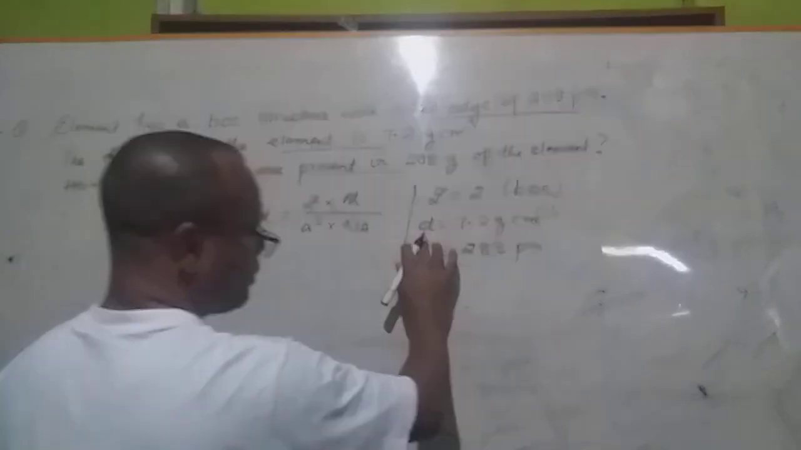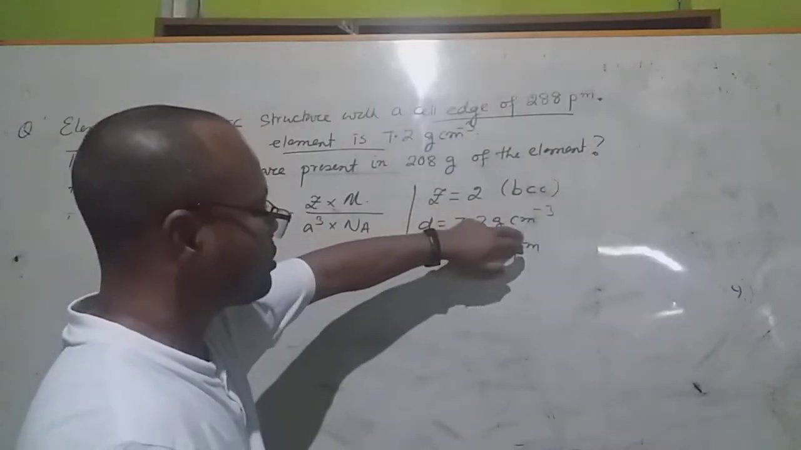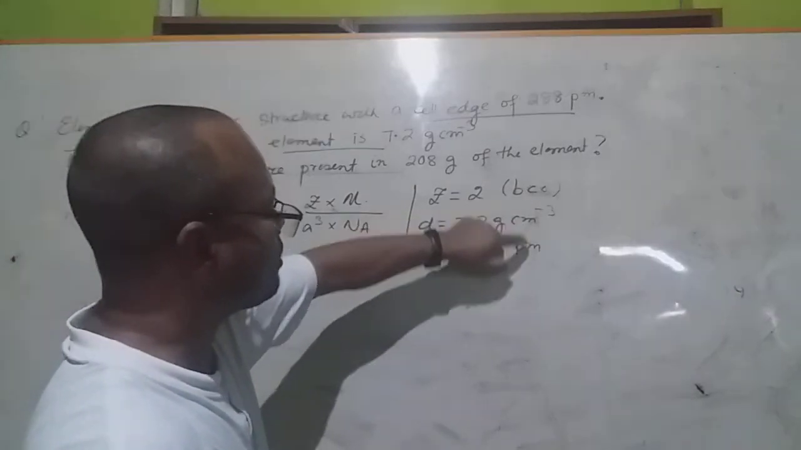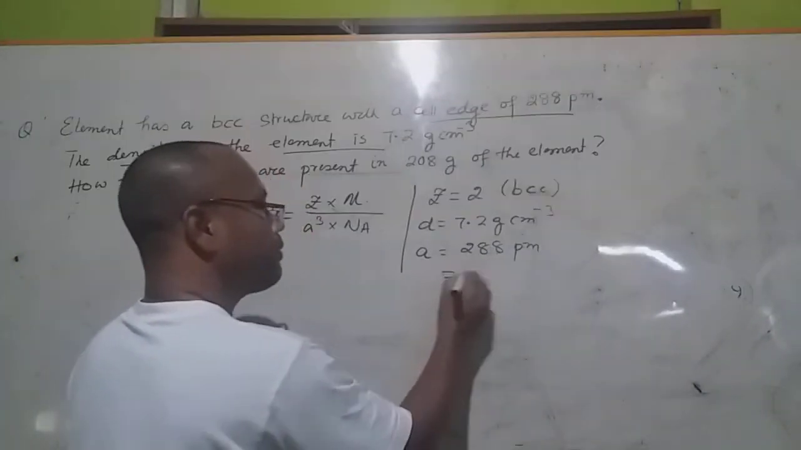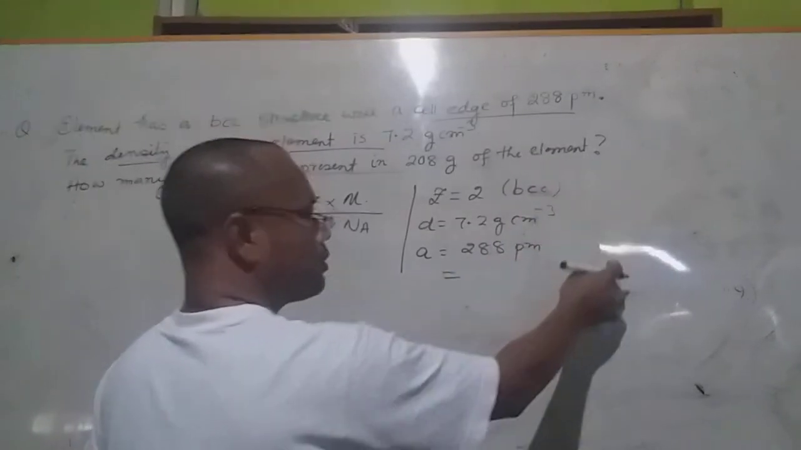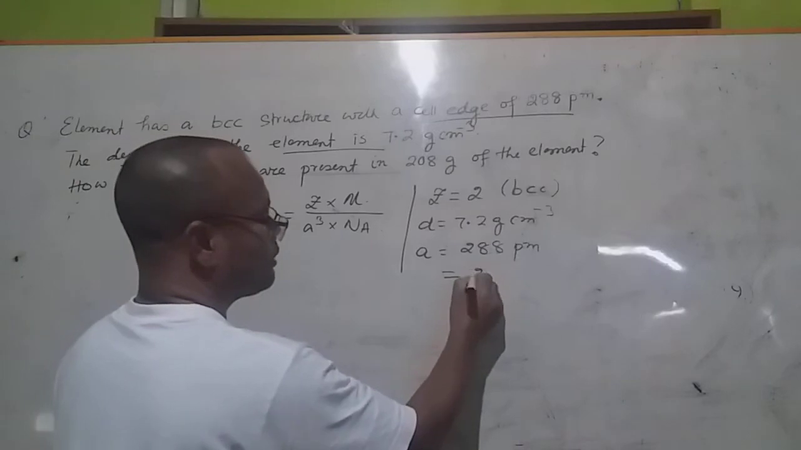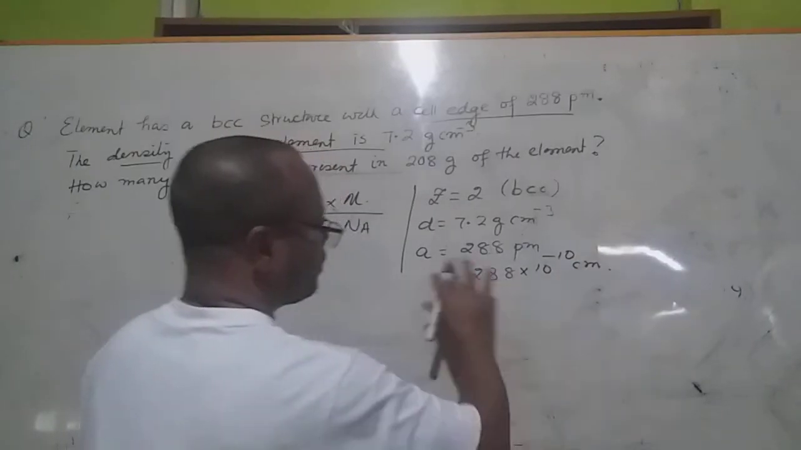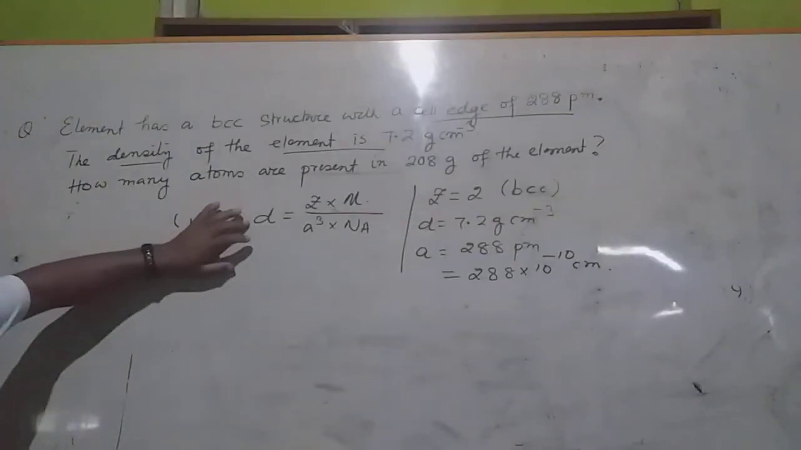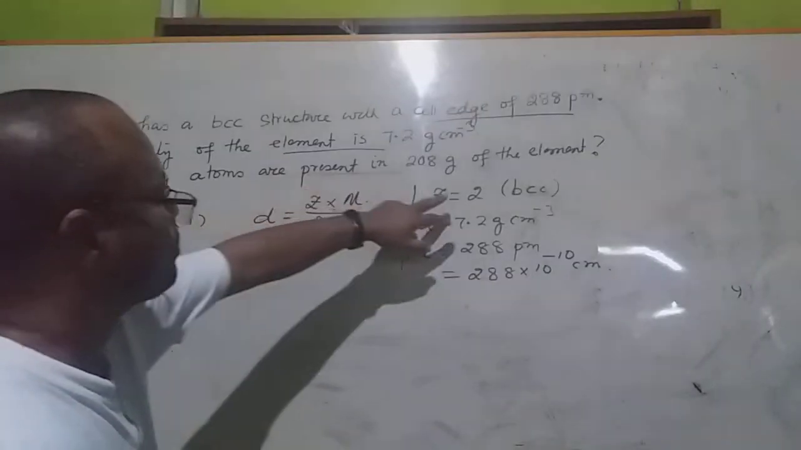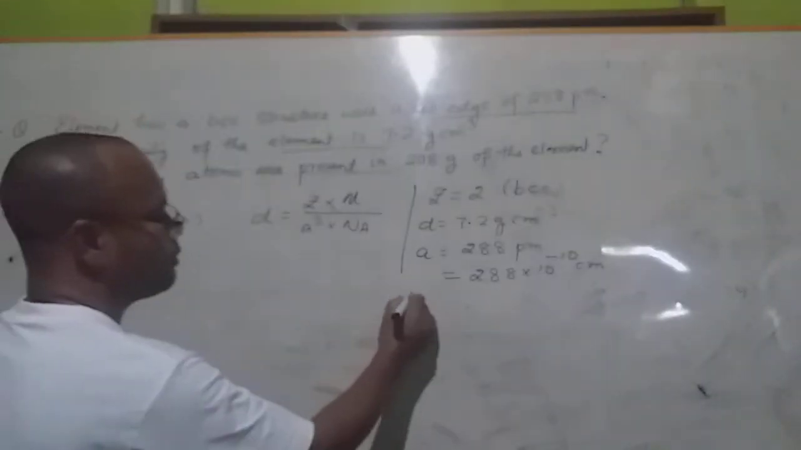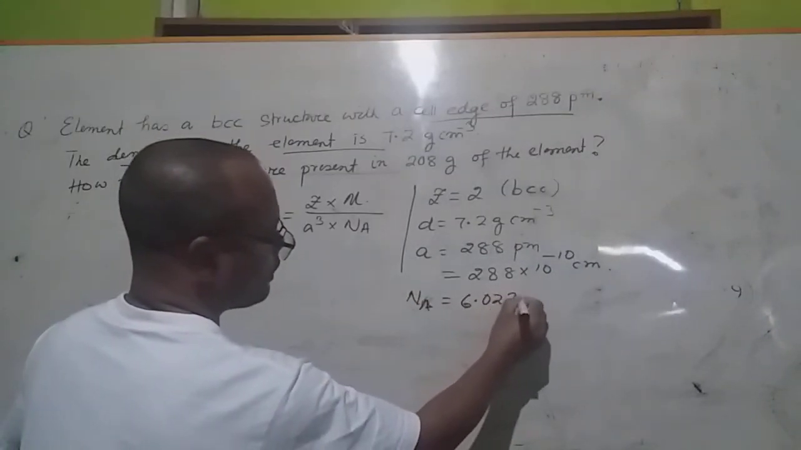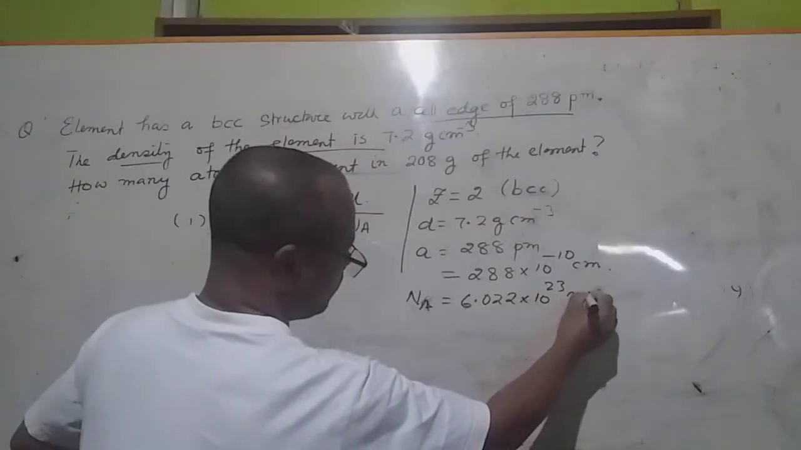But remember the density unit is given here as gram per centimeter cube. So here the edge length is in picometer. So I think it is better to calculate in centimeter. This picometer we have to convert into centimeter. So 1 picometer is equal to 10 to the power minus 10 centimeter. So I just converted 288 into 10 to the power minus 10 centimeter. So now we converted it into centimeter. And now density we have, edge length we have, Z value we have, and the Avogadro's number, I think we know, is 6.022 into 10 to the power 23 per mole.